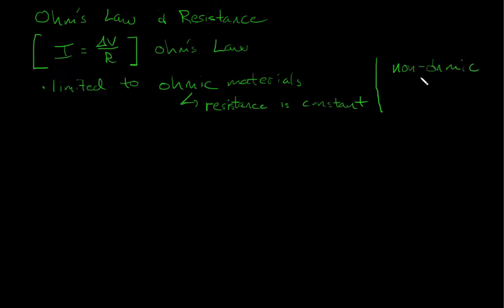Some examples of non-ohmic are batteries and capacitors. And batteries, we know it's non-ohmic because if I rearrange this, for a battery the potential difference is the EMF, not the current times resistance. So the potential difference in a battery doesn't depend on the current flow. It's already there. It depends on a chemical reaction.